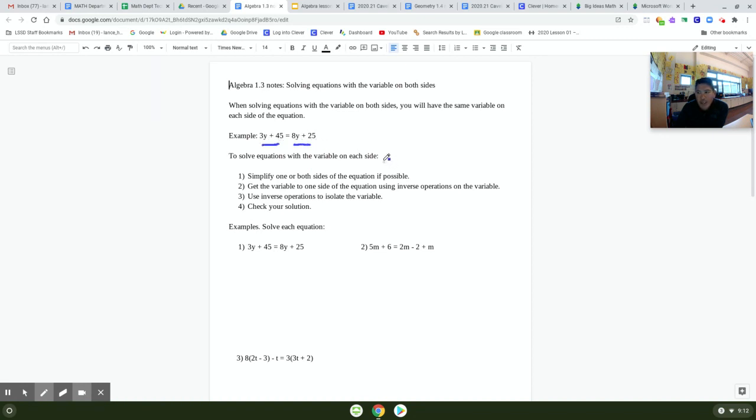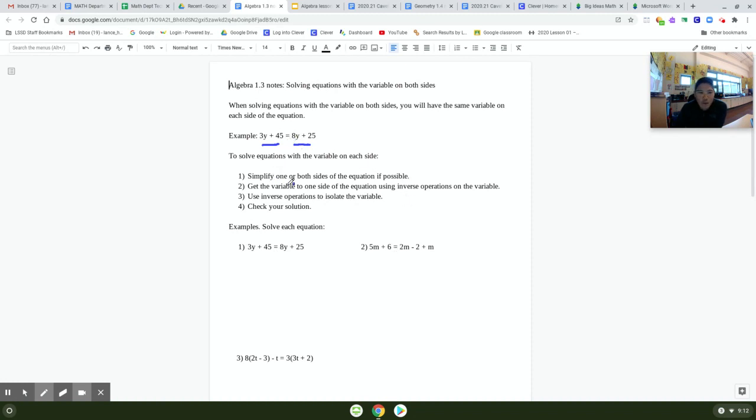So with the variable on each side, whatever the variable is, you'll have that same variable on each side of the equation. For example, 3y plus 45 equals 8y plus 25. You have y on the left side of the equation. You have y on the right side of the equation as well. We won't get into yet having two different variables on each side of the equation.